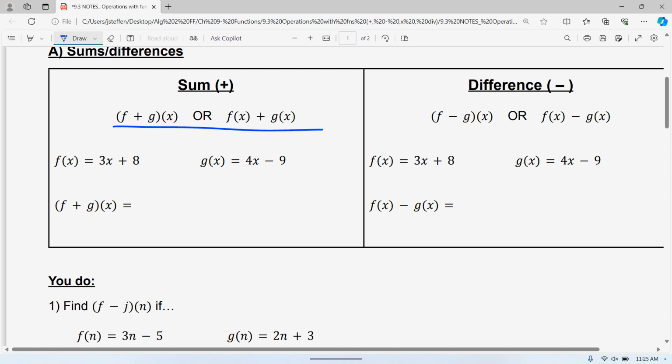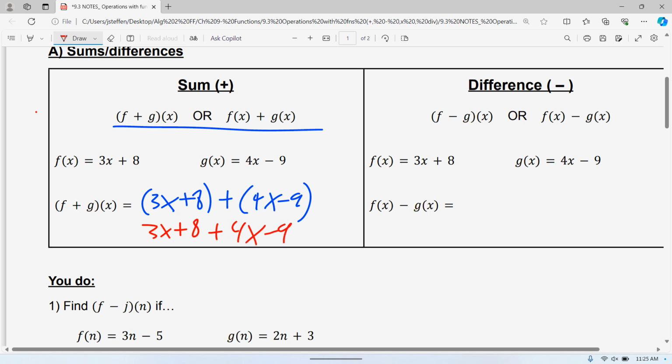So again, don't make this harder than it is. I always use parentheses: x plus 8 plus 4x minus 9. You've heard me say this before this year. If I decide whether they need parentheses or not, they end up messing things up, so I always just use the parentheses. You don't really need them here, so you can drop those on this first step. Then you combine the terms. 3x and 4x is 7x. 8 minus 9 is negative 1. So f plus g of x is 7x minus 1.